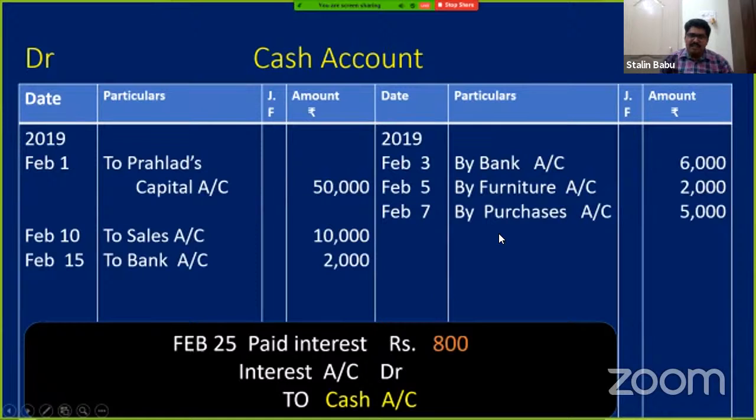So on the credit side, what is the transaction date? February 25th. By the name of the account debited. What is the name of the account debited here? Interest account. By interest account, the amount is 800.